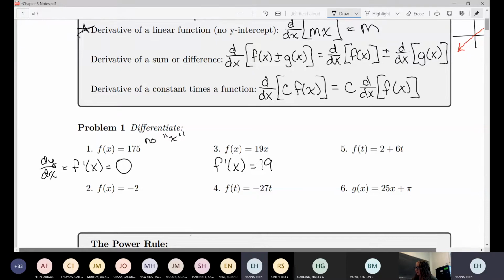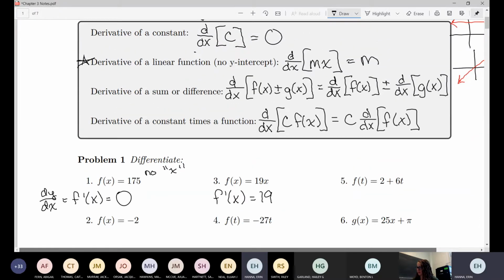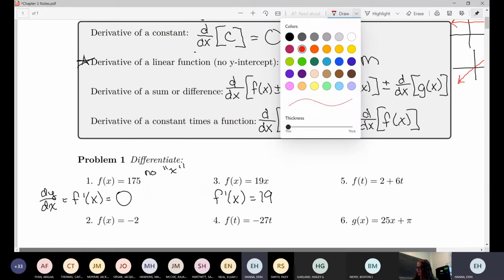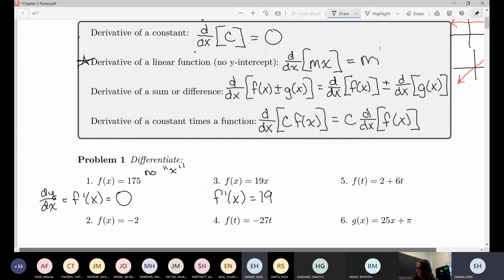Maybe I should also write down something that people forget a lot. Maybe I'll write it in blue so it'll stand out. Kind of a side note, that also means that the derivative of just x is 1. That falls under this format. You just usually don't write the 1 in front of the x, but that's one that a lot of people seem to forget for some reason. So if you have the derivative of just a variable by itself, it's 1.